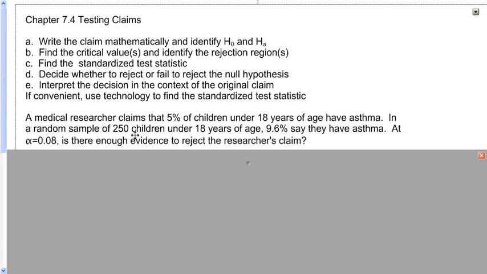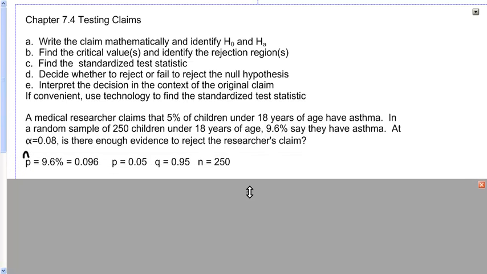A medical researcher claims that 5% of children under 18 years of age have asthma. In a random sample of 250 children under 18 years of age, 9.6% say they have asthma. At alpha equal 8%, is there enough evidence to reject the researcher's claim?